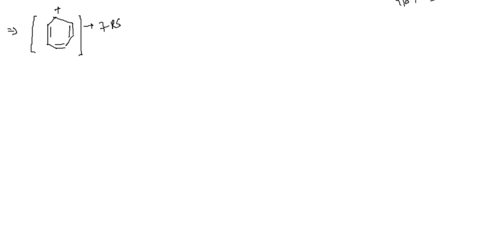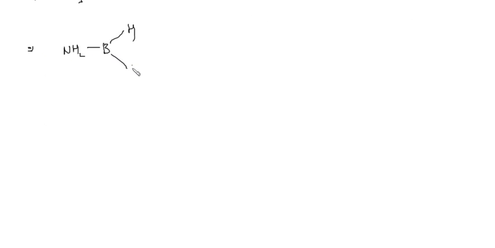So let's see one more type of resonance. Like if you have a compound NH2 boron and hydrogen attached with that. So we know the boron has one empty orbital, and ammonia has one lone pair.